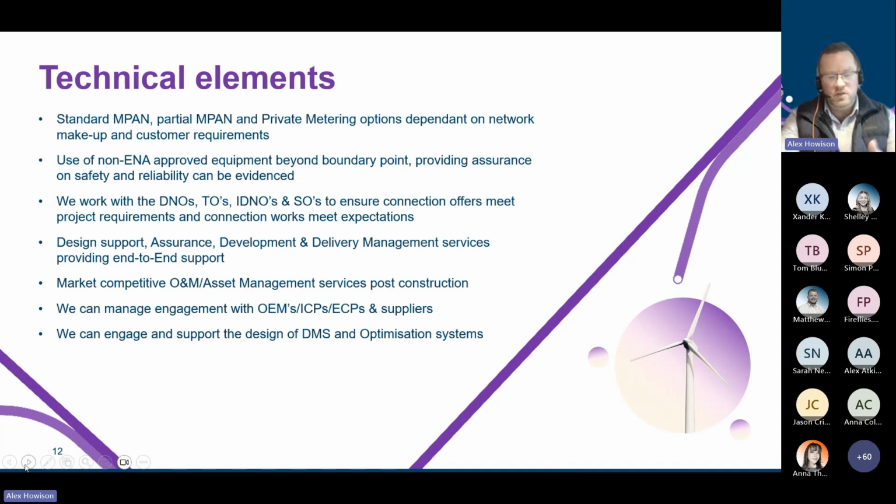And of course, as you would expect, we've got existing relationships and we maintain relationships with OEMs, ICPs, ECPs. So where we've got that advantage is to bring all of the required parties around the table when it comes to looking at the construction costs, where the risks are, how we mitigate those, is there a particular issue with the local network operator, is there a regulatory point that might be coming down the line in future that poses a risk to this.